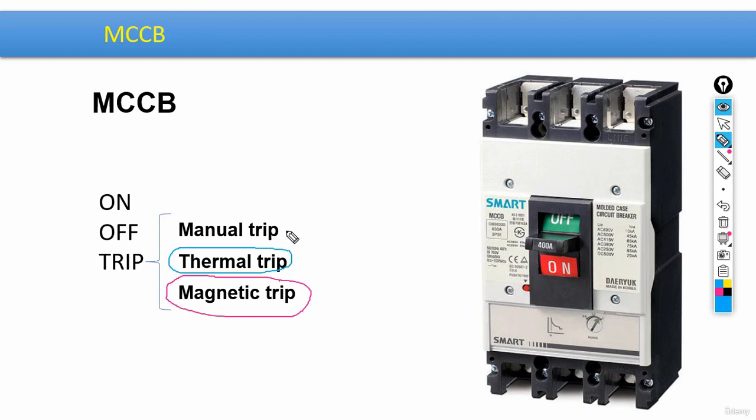And by the way, there's actually a specific method for setting the switch on trip manually. Like, there's this red button here. You can push this down. And, this way, the switch would be set on trip. More specifically, manual trip. Okay, let's move on.